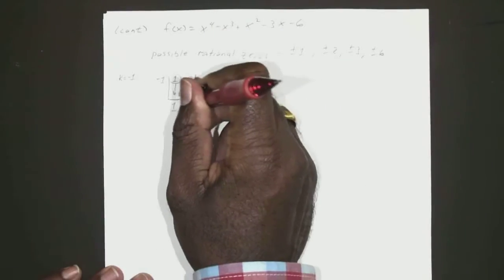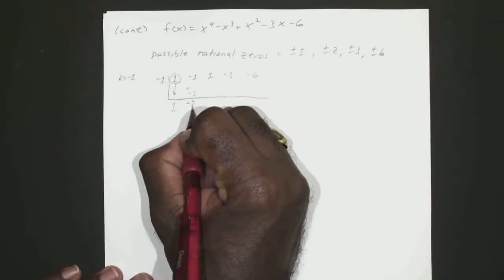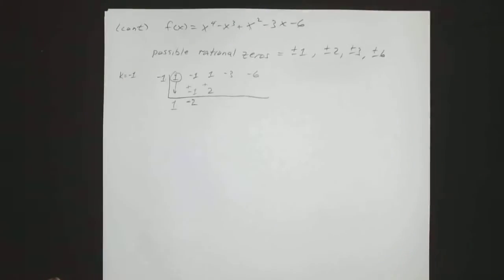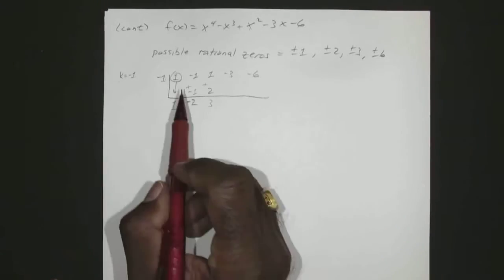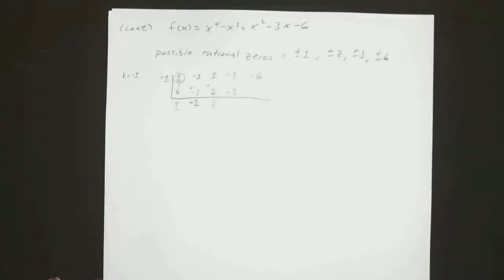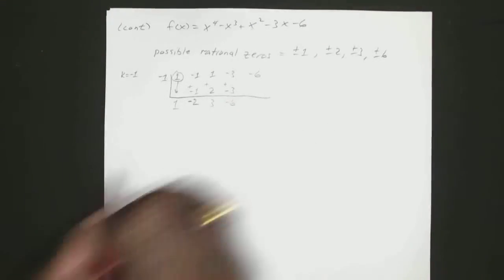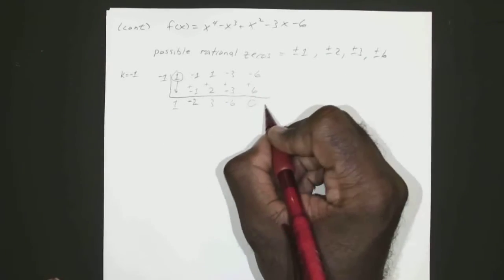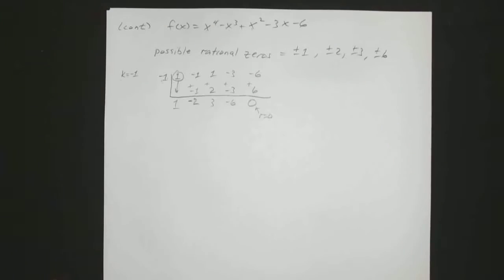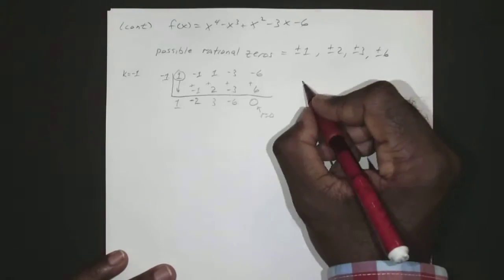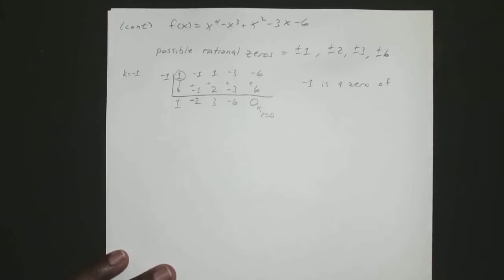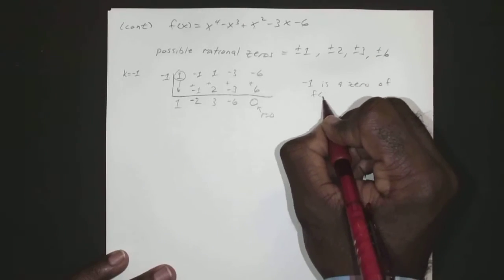Okay, -1 times -2 is +2. Add those together. You get 3. -1 times 3 is -3. Add those together. You get -6. -1 times -6 is 6. Add those together. You get 0. So r is equal to 0. So we know -1 is an actual 0, a 0 of f of x.